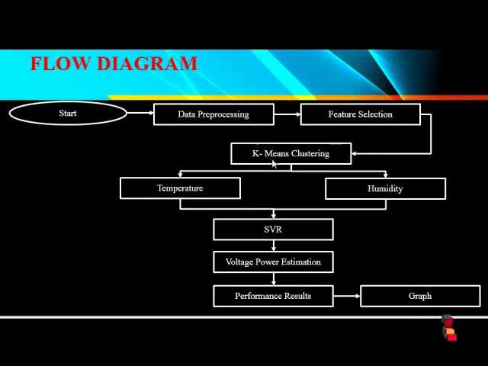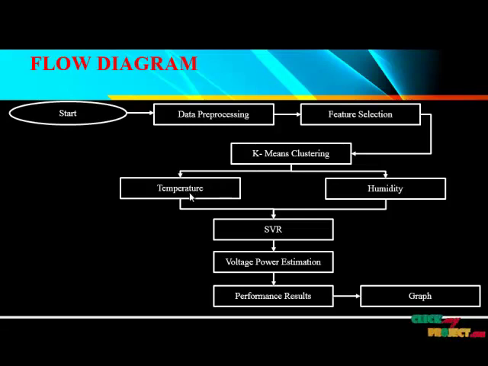After feature selection we have to do k-means clustering. K-means clustering is one of the data mining techniques. Here we have to find the k equivalence distance between the data and also find the frequent items. In this paper we have to forecast the wind power generation, and the k-means clustering is divided into two types.